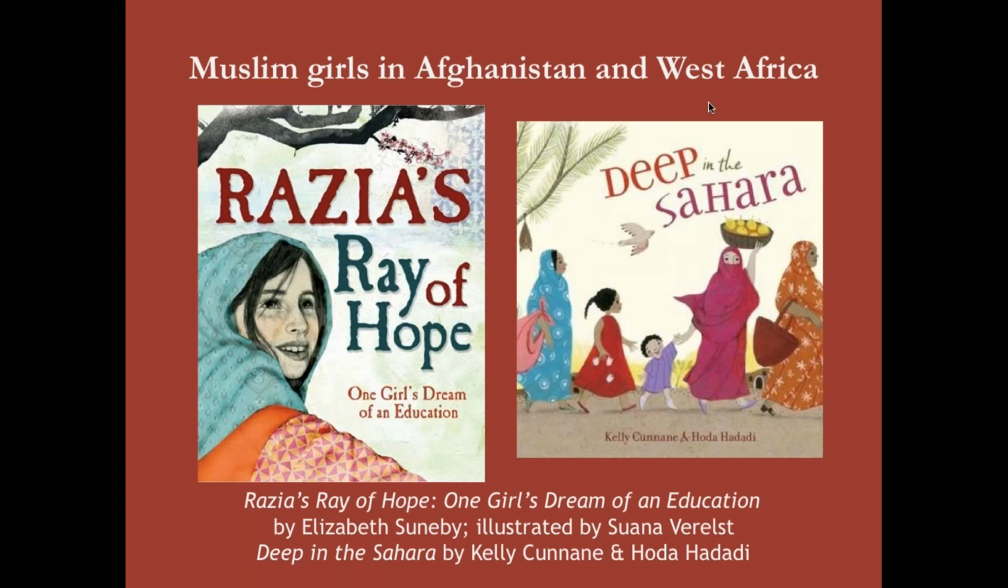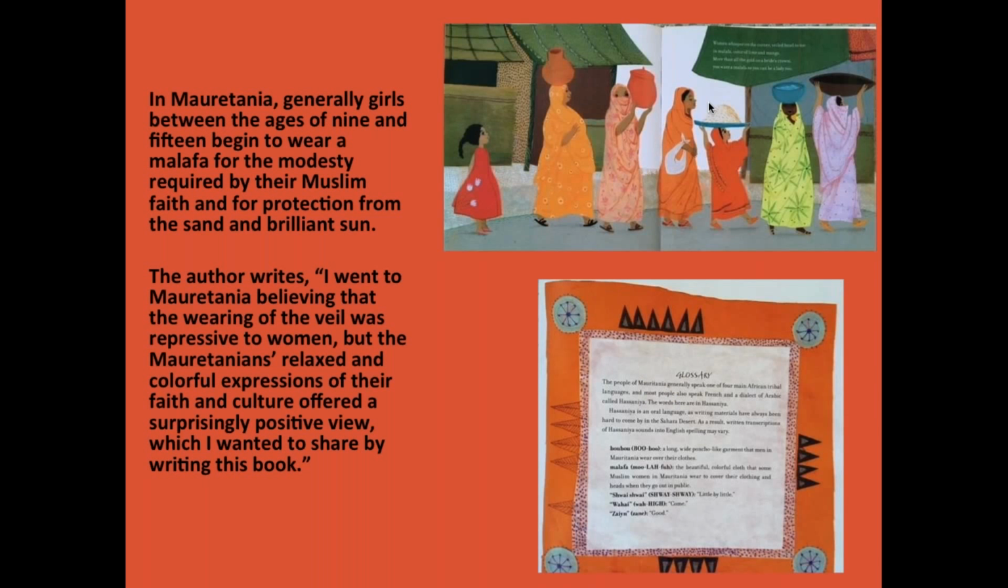Deep in the Sahara here is especially interesting because it talks about the fact that in Mauritania, girls between the ages of 9 and 15 begin to wear a malafa for the modesty required by their Muslim faith and for protection from the sand and brilliant sun. And in the story, a young girl keeps wanting to get her malafa to wear it. She keeps being told that she needs to wait.